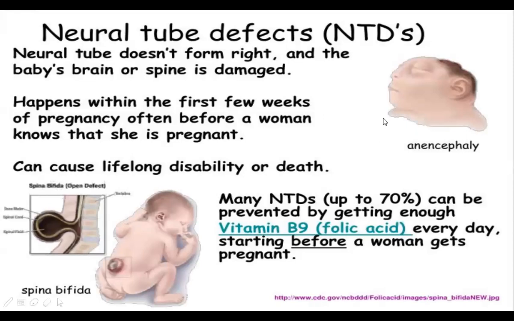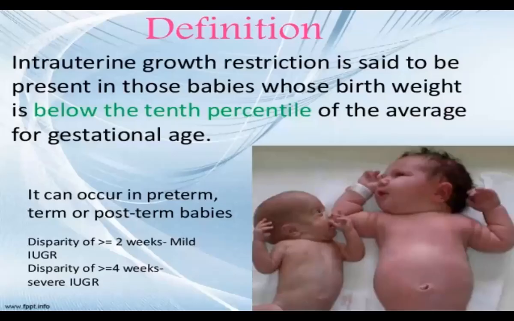So this is anencephaly, and this is spina bifida. Many NTDs, up to 70%, can be prevented by getting enough vitamin B9, that is folic acid, every day, starting before a woman gets pregnant. So that is the precautionary measure we can take to avoid anencephaly. A female who wants to become pregnant can start vitamin B9 or folic acid. That is the preventive measure we can think about.